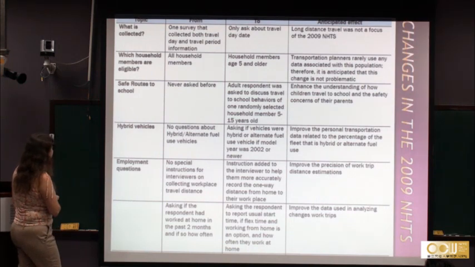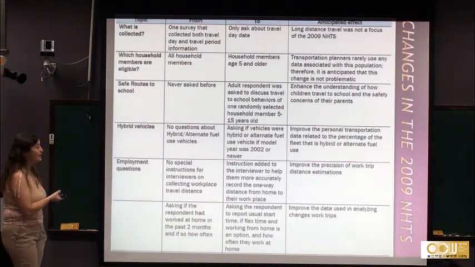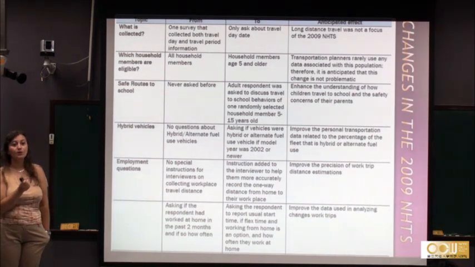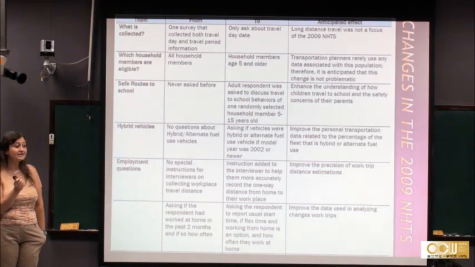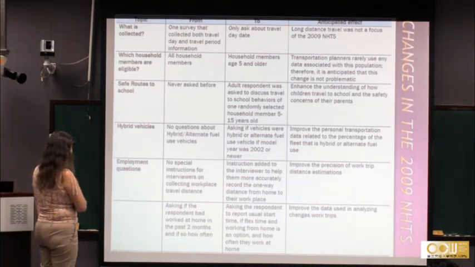There were a lot of questions about employment. Instructions were added in order to report accurately the distance from home to the workplace. This is important because they want to know if this work distance is increasing or decreasing in the United States. They would like to have people living closer to their workplace, and so that's why they wanted this.